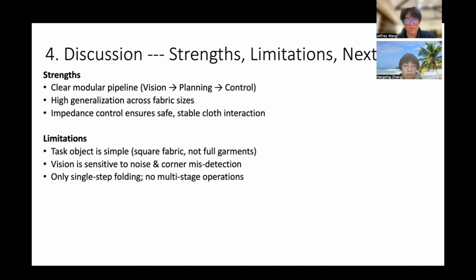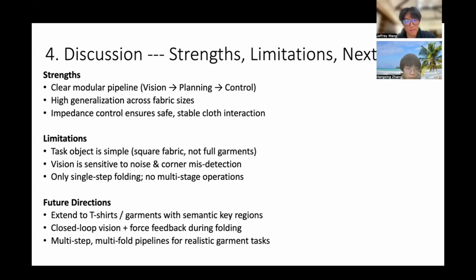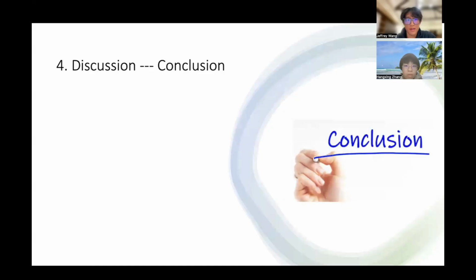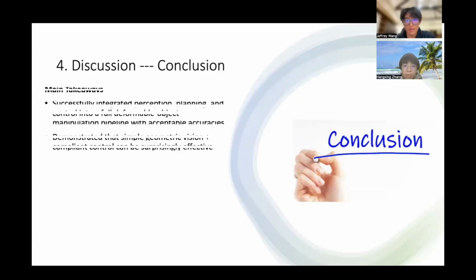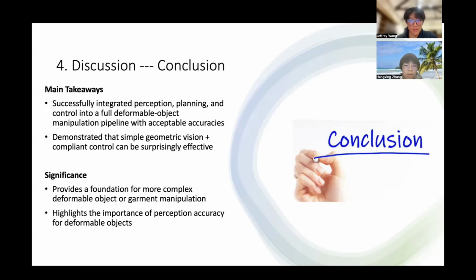However, our limitations are that we only fold square fabrics now. The vision module is sensitive to noise, and the system only supports single-step folding. For future work, we plan to extend to real garments, introduce closed-loop vision and force feedback, and support multi-step folding pipelines. Overall, this project shows that integrating perception, planning, and control is both feasible and effective for deformable object manipulation.